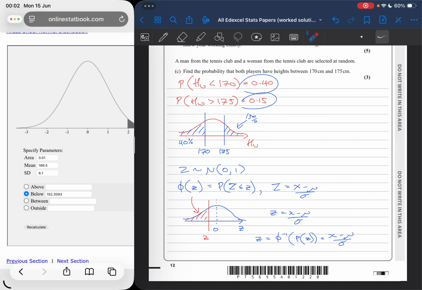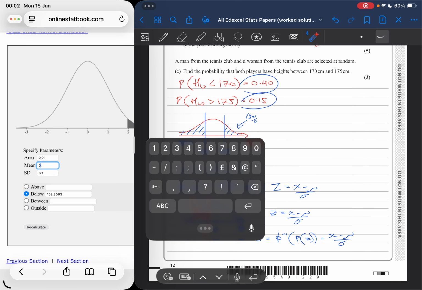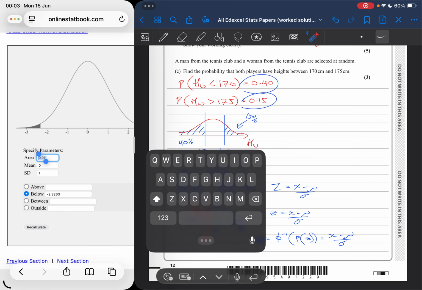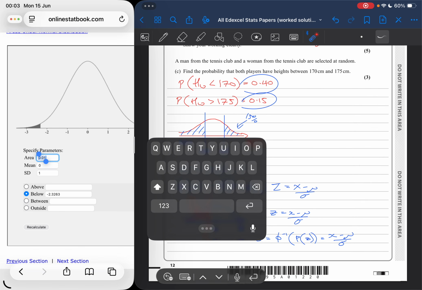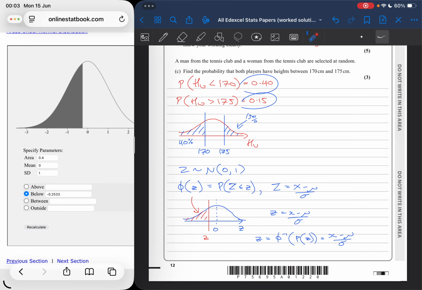So for the inverse normal that's standard, it's going to be 0 and 1. If you have a calculator that can do the other bits, just put in the values and it will give you the actual values out in a second. I'll show you once we've done this version. So the area we want on the first one is 0.4, and we want to be below that. So when we do this, we get that z value.